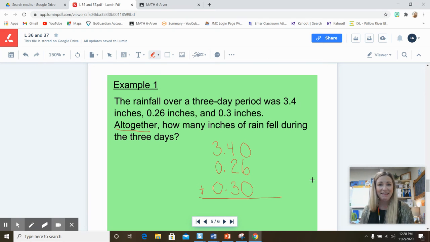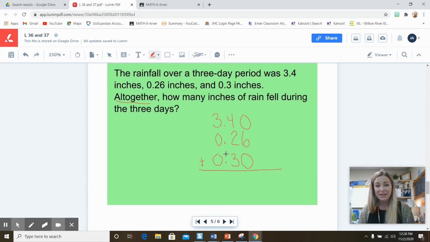So now we're just going to add like normal. One of the first things that I can do is bring down my decimal. That's not going to move. I can do that first before I do any computation at all. Now I can add. We have 0 plus 6 plus 0. That gives me 6. We have 4 plus 2, which is 6, plus 3 is 9. Ooh, that got kind of big. Sorry, I'm writing with a mouse. And then 3 plus 0 is 3. 3 and, that decimal's kind of in the middle, 3 and 96 hundredths of an inch of rainfall.